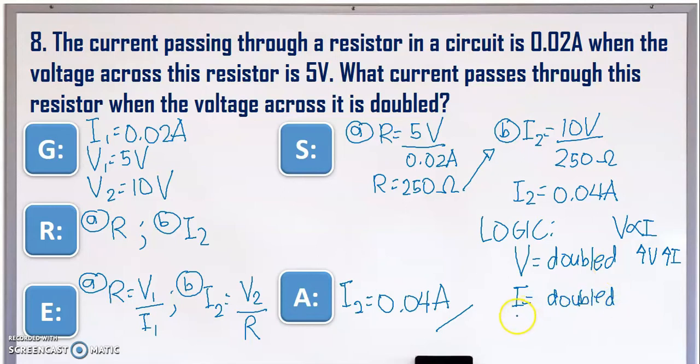To do this, we just have to multiply the initial value of current, which is 0.02 ampere, by 2. The final current is equal to the product of 0.02 ampere and 2, and that is 0.04 ampere. This is the same as the one that we computed in the first part.